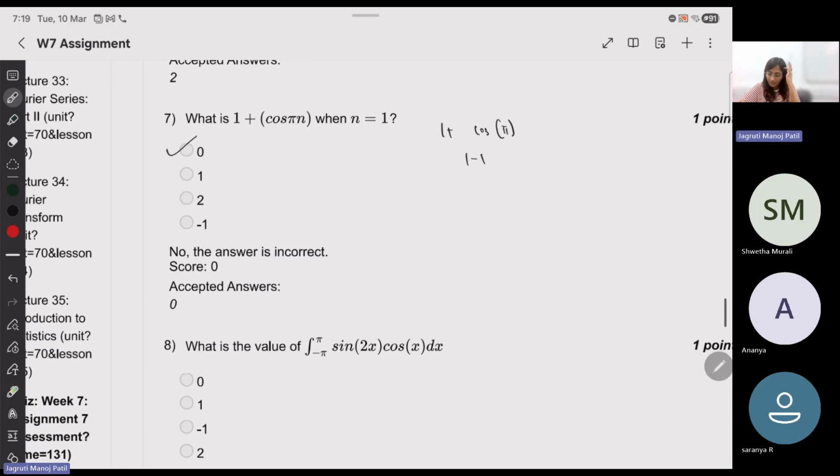This one. So you need to find the value for this one if you have both sine and cos together. What will be the answer here? Do you need to integrate it?